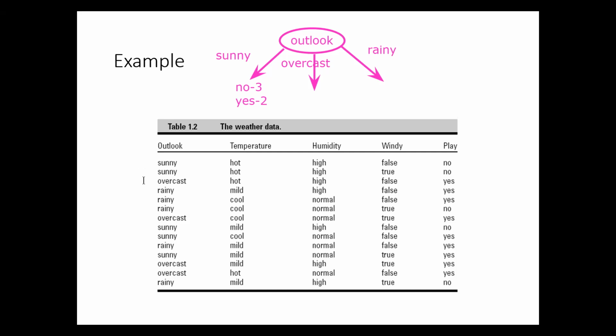The second one is we have to look at overcast. Now, given overcast, this one, you can look at. Okay, can you work out these two branches and tell me what values come down to these two branches?